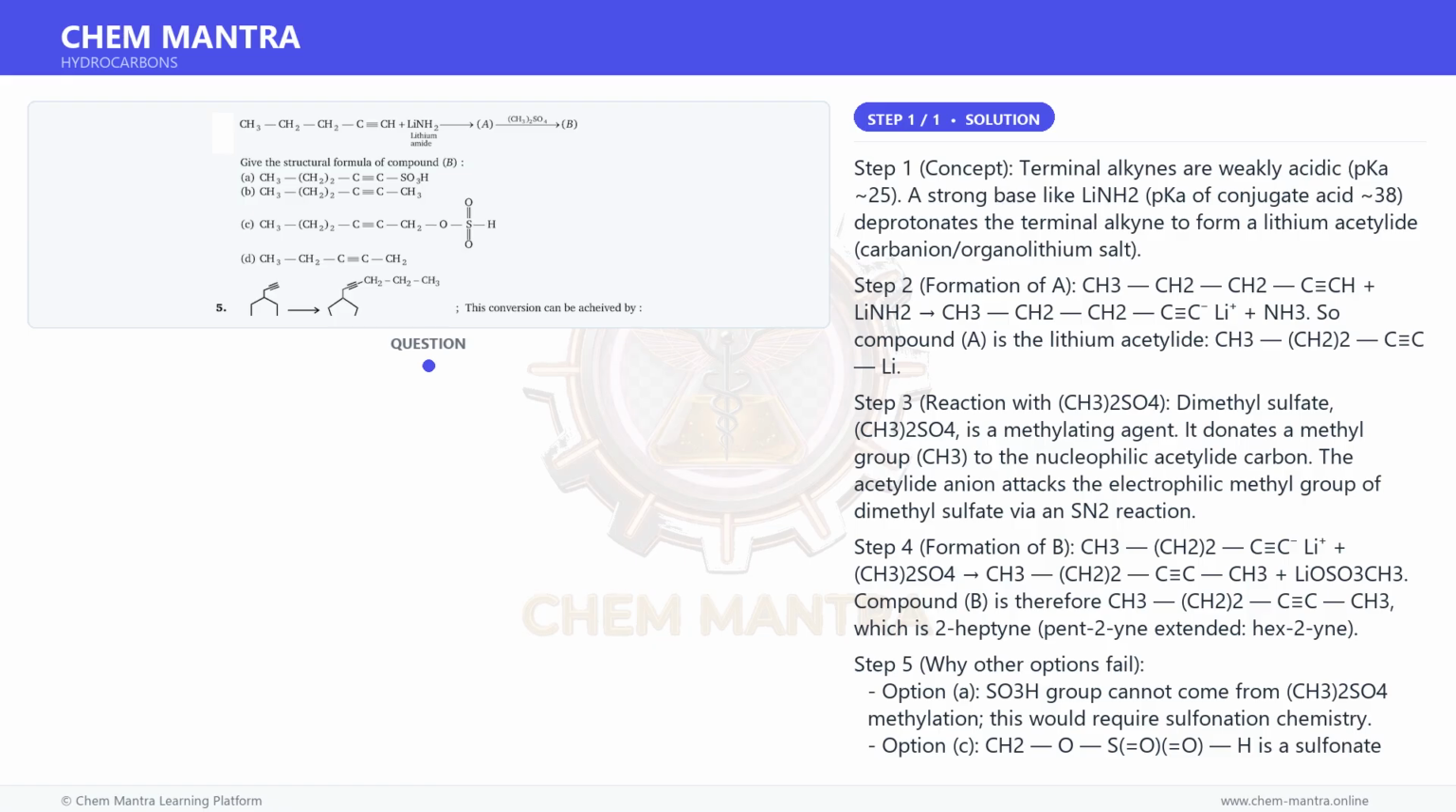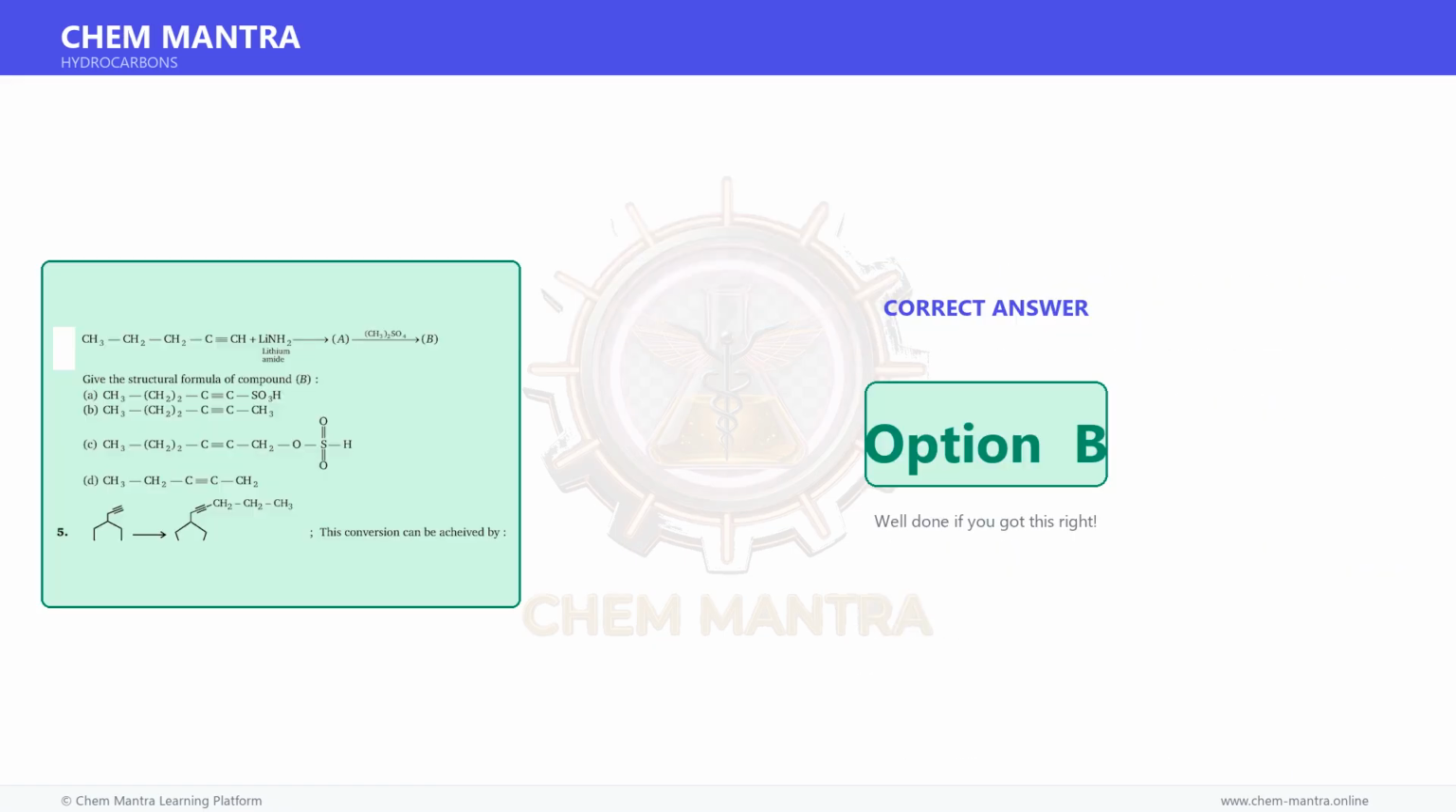Option D. CH3CH2CCCH2 is an incomplete structure, carbene-carbanion, and does not represent a stable neutral molecule. Also, the carbon count and connectivity are wrong. Option B correctly represents the product of methylation of the terminal acetylide carbon, giving an internal alkyne with a methyl group added at the terminal carbon. Therefore, the correct answer is option B.